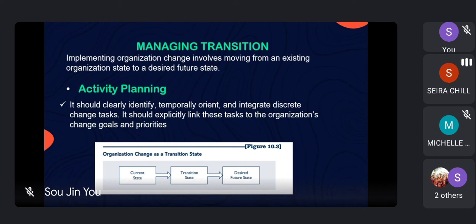So the first activity is activity planning. Sinasabi dito, dapat daw ay clearly identify, temporarily orient, and integrate discrete change tasks. It should explicitly link these tasks to the organization change goals and priorities. So, ito po, nandiyan yung example ng organization change.